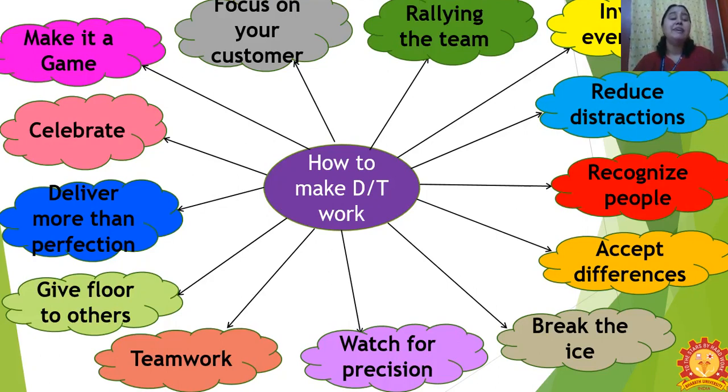So friction-free teamwork is essential for the success of the organization. Your human resources, the people present inside your organization, when they are able to work in harmony without any conflicts, that is going to give way for design thinking. Then the next point is give floor to others. This means that you have to give opportunity for others to speak out what they feel.